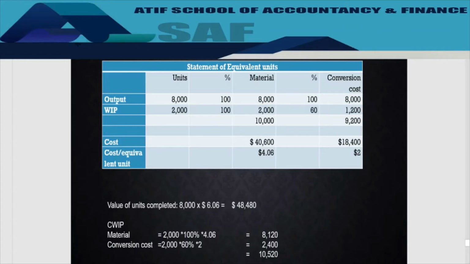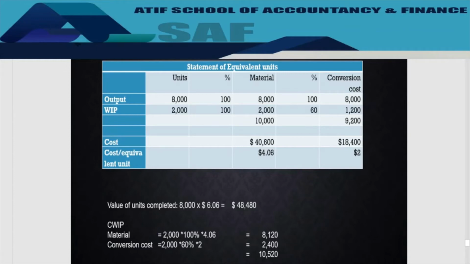But these 2000 units are 60% completed with respect to conversion cost. So 2000 multiplied by 60%, their equivalent unit in closing inventory would be 1200. 8000 units transferred plus 1200 units still in process, the total equivalent unit for conversion cost would be 9200 units.